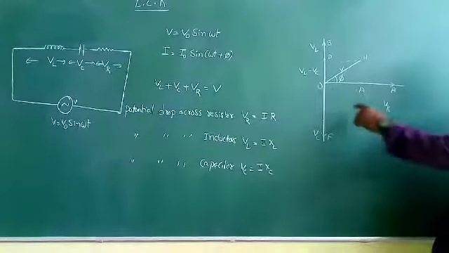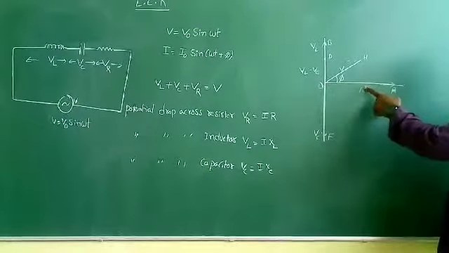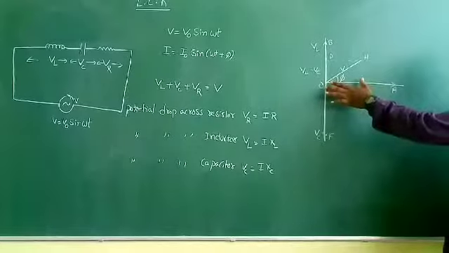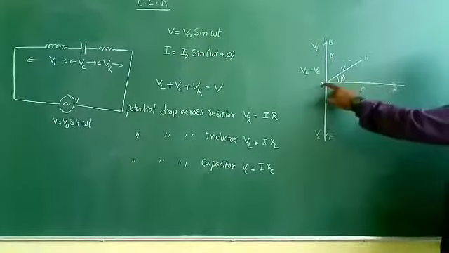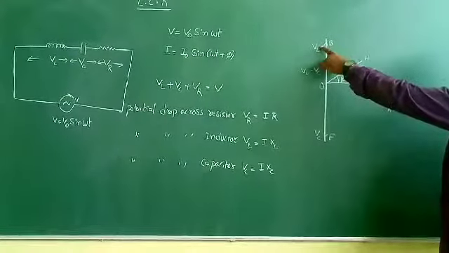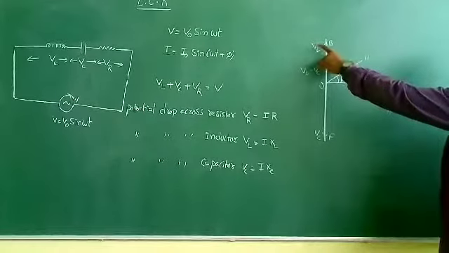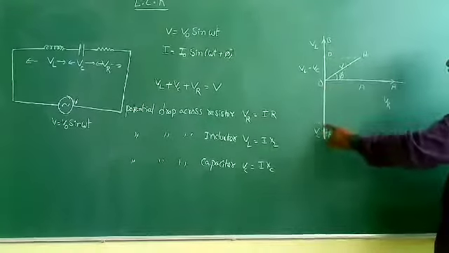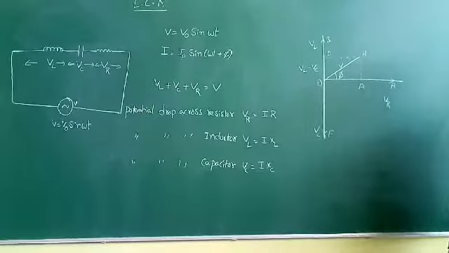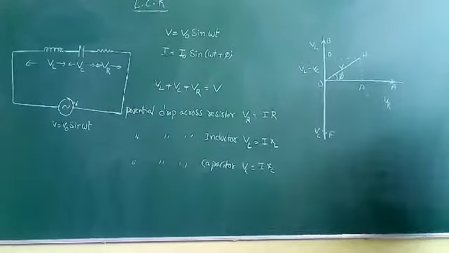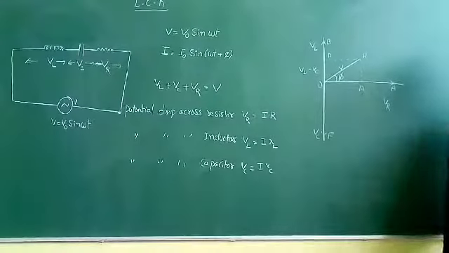Now see, in this one, OA is the vector for resistor where voltage and current are both in the same phase. OB is the line represented by inductor, where voltage is leading the current, and OF is the line represented by capacitor, where current leads the voltage. Now suppose two cases will arise.